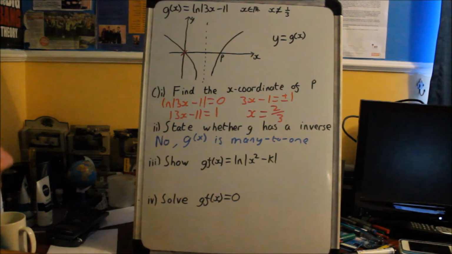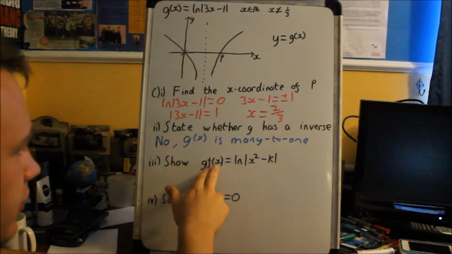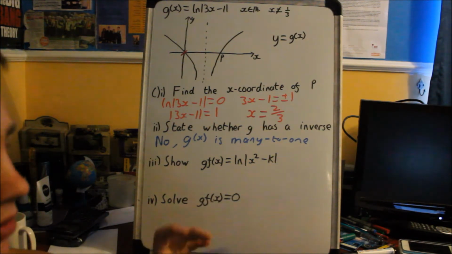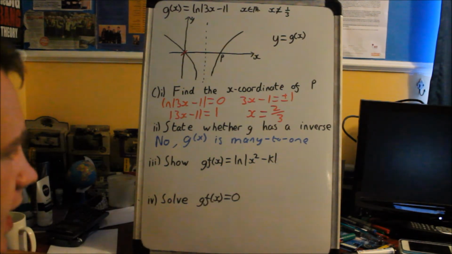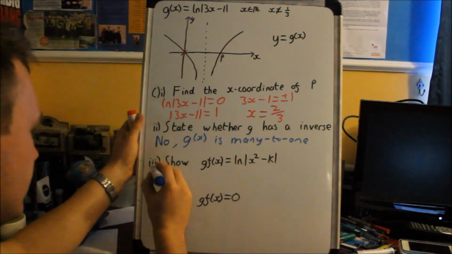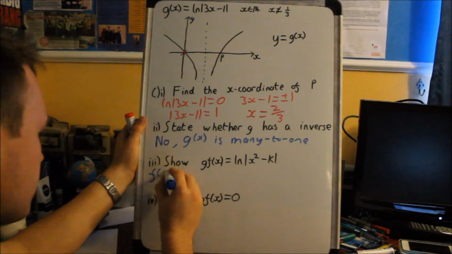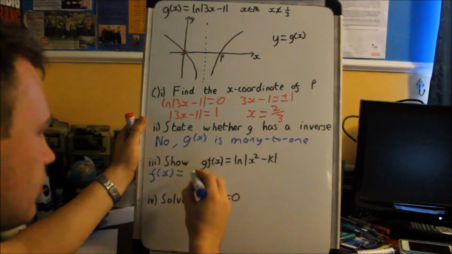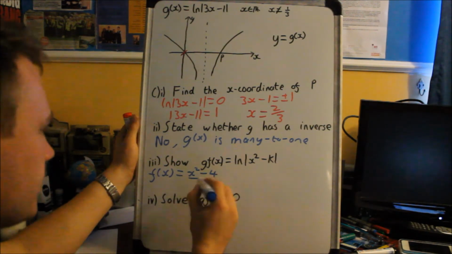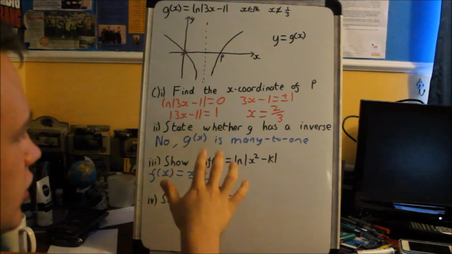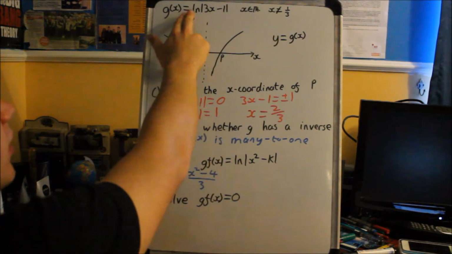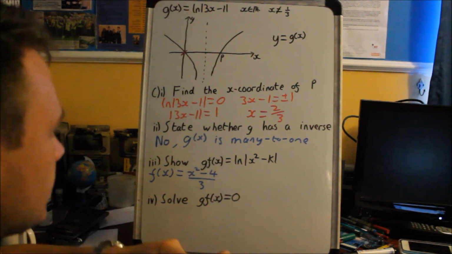So part 3, show gf of x equals the natural log of modulus x squared minus k. You've obviously got to show the value of k. I'm going to have to remind you what f of x equals. So f of x was the first function we dealt with, which is x squared minus 4 over 3. To find gf of x, you take f of x and put it into g in place of all the x's.